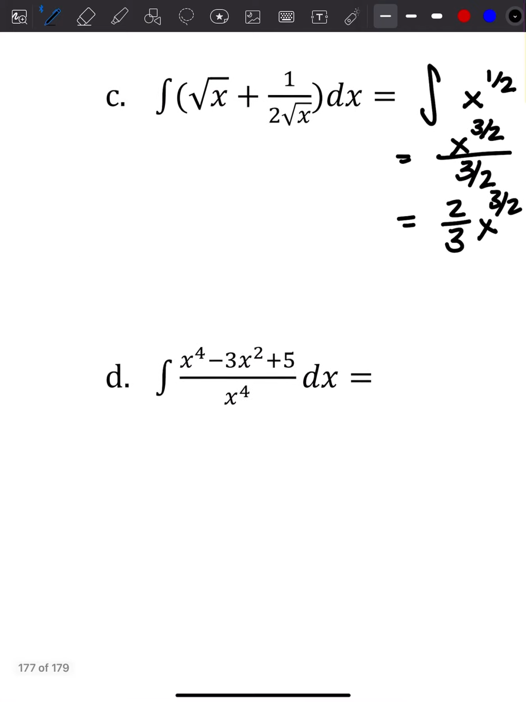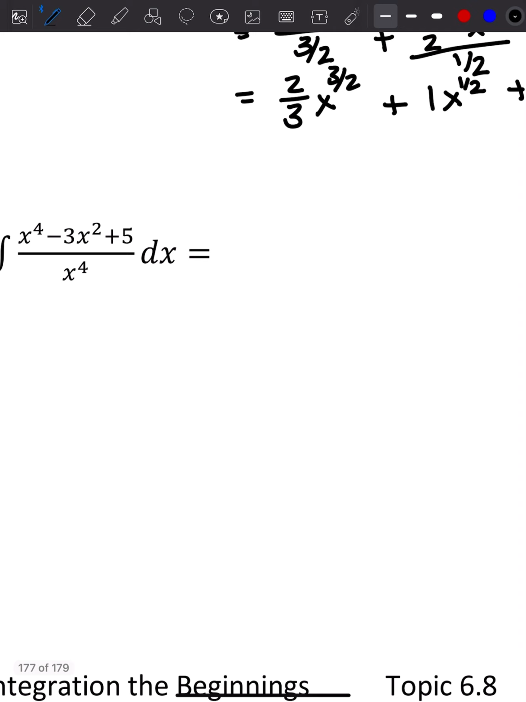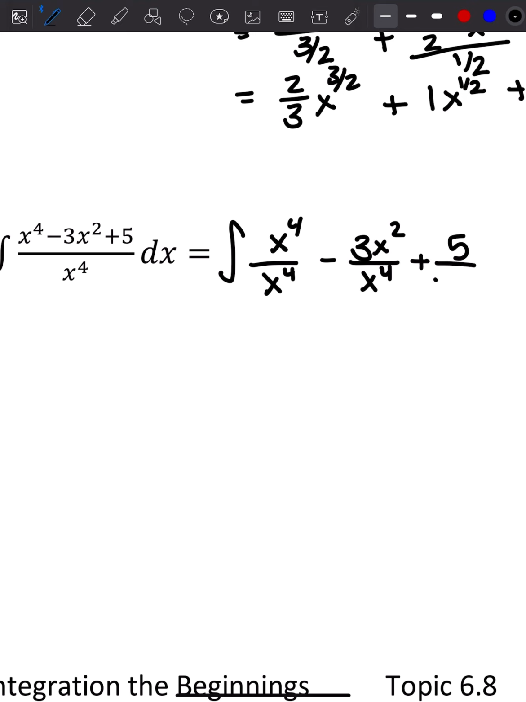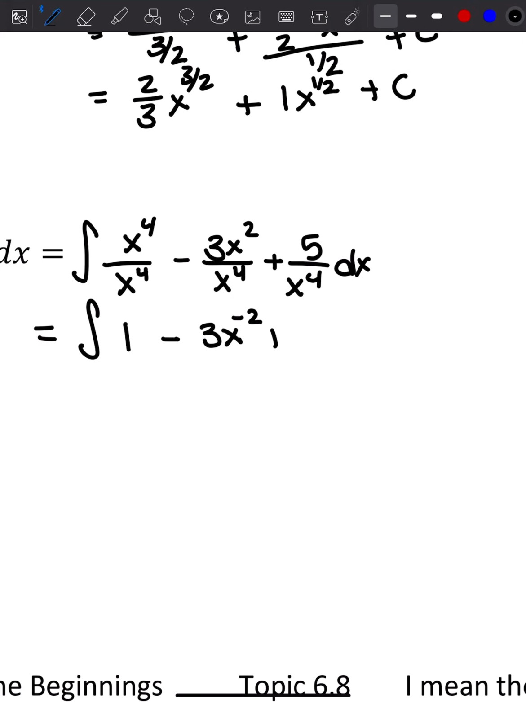And then our last one here, we want to rewrite this. So I have the integral of, and I'm going to divide each term by x to the 4th. So I have x to the 4th divided by x to the 4th, minus 3x squared divided by x to the 4th, plus 5 divided by x to the 4th. X to the 4th divided by x to the 4th is 1, minus 3 divided by x squared. That's going to give us x to the negative 2nd power, and I can get that from 2 minus 4. And then this last one, we have plus 5x to the negative 4th power.